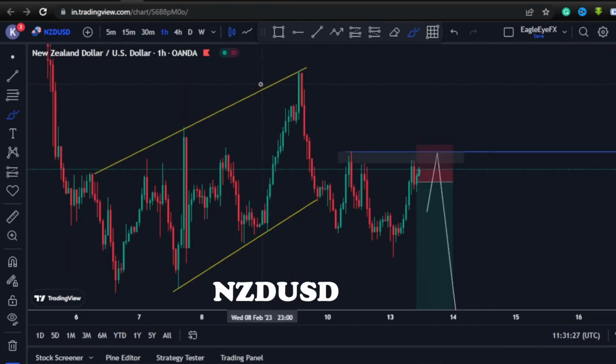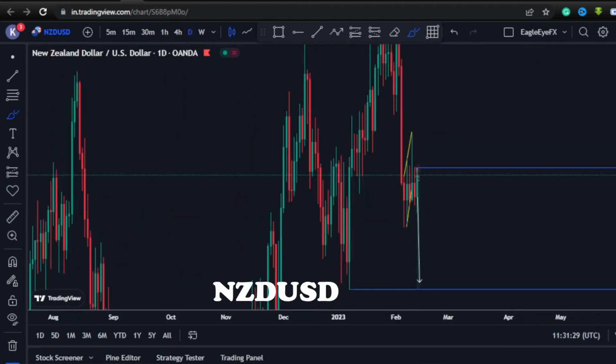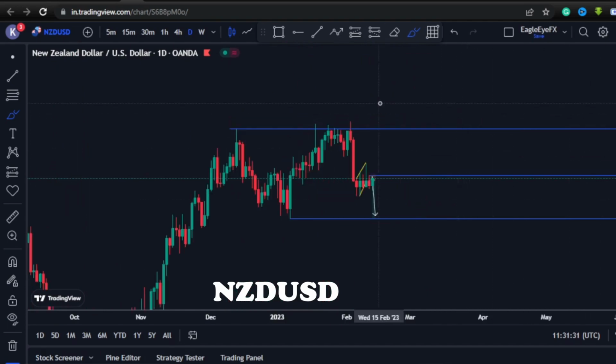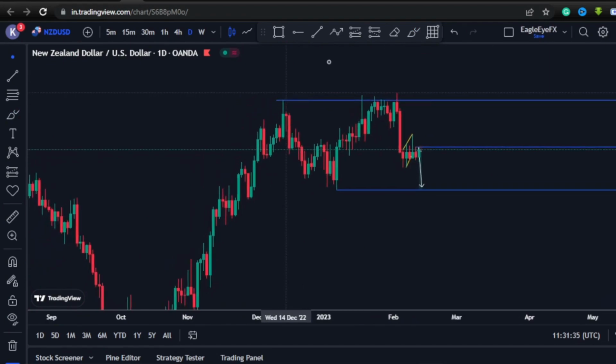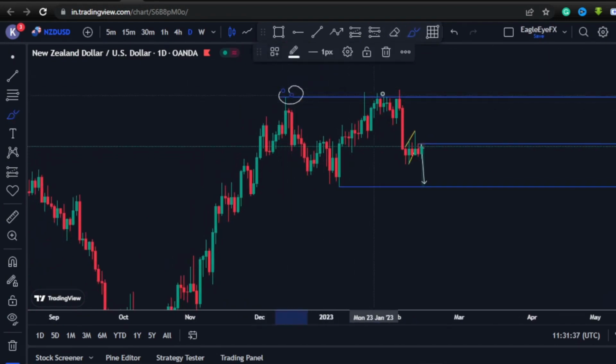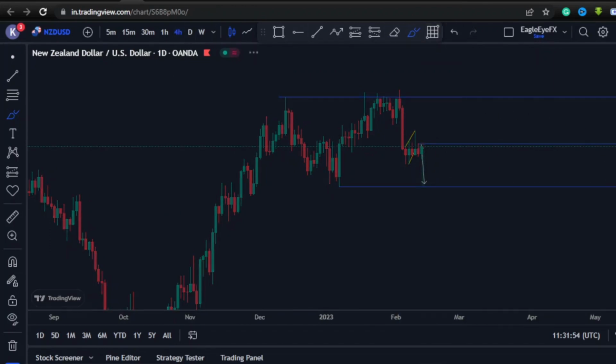NZDUSD, same case. You start from the daily time frame. Beautiful structure over here. We came from a clean double top like this. You can actually say it hit here 4 times, depending on how you want to look at it. No problem. Then you can see that after that we had an impulse move, a correction. Of course, we are looking for a continuation to the downside.